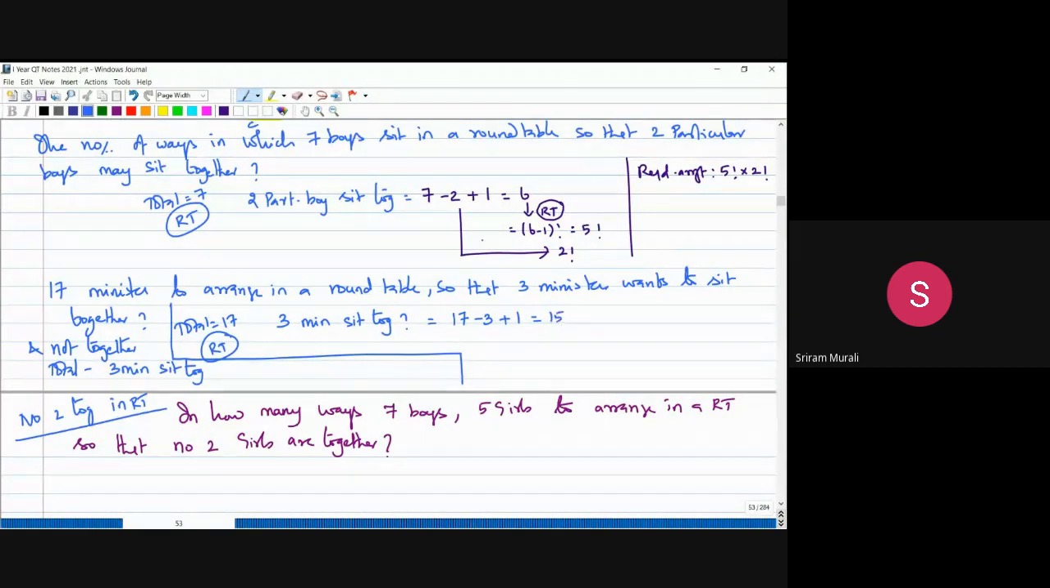In the last problem, what did we do? 7 - 2 + 1. Here 17 - 3 + 1. The resulting answer there was 6; here the resulting answer is 15. We want to arrange in a round table, so the round table arrangement is (15 - 1) factorial, that is equal to 14 factorial.